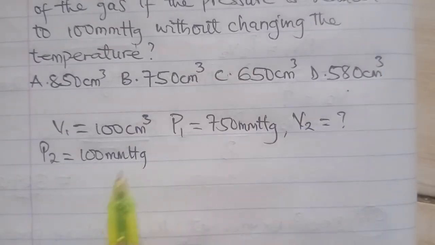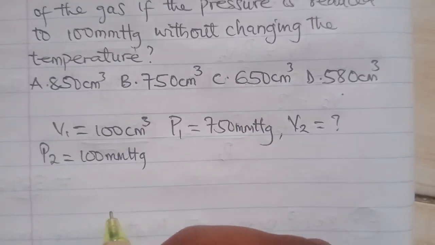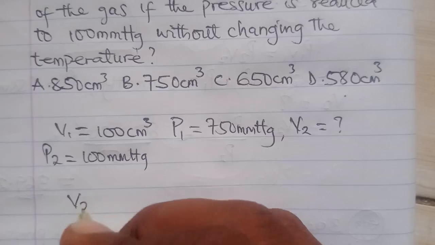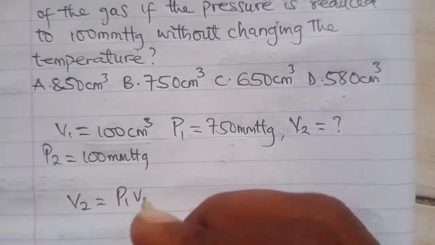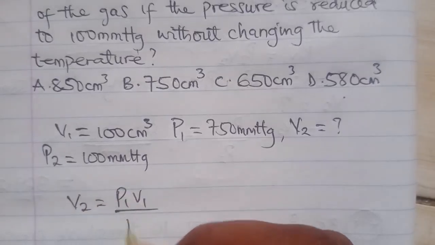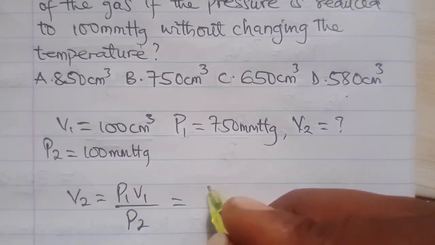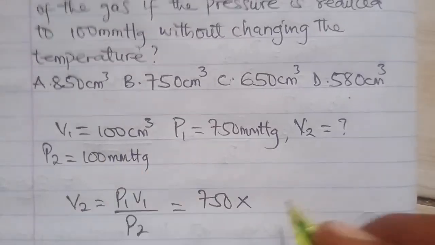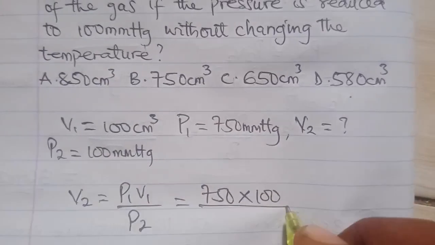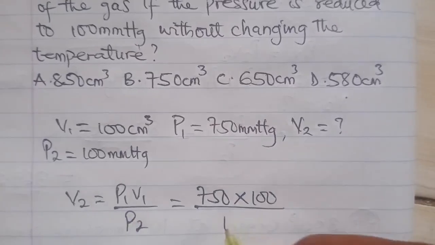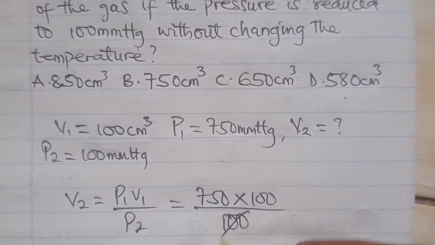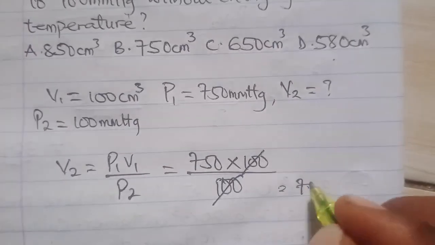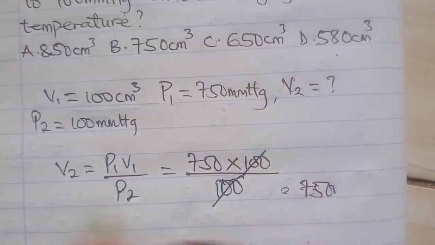So the next thing we need to do is to make V2 the subject of the formula, which is P1V1 over P2. When we plug in, we have 750 times 100 divided by 100. So 100 can cancel out 100. What is left is 750 cm³.